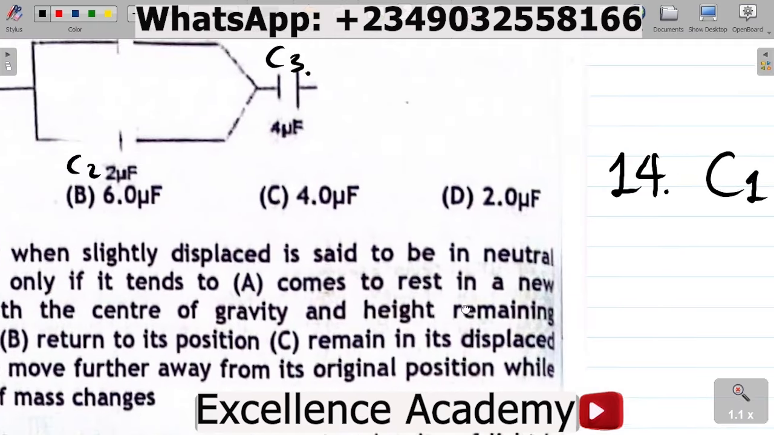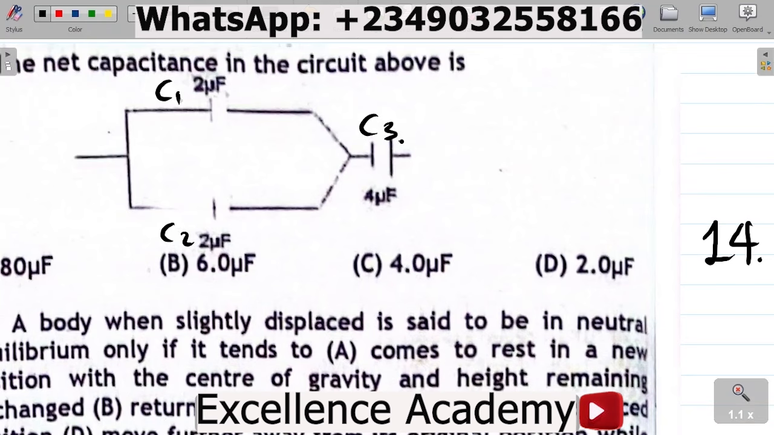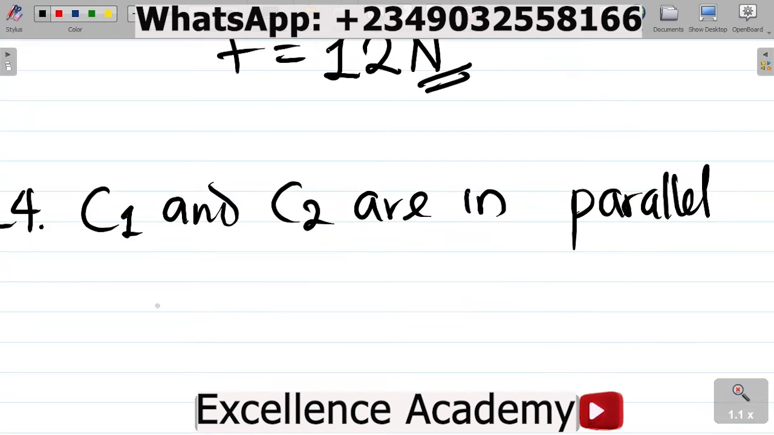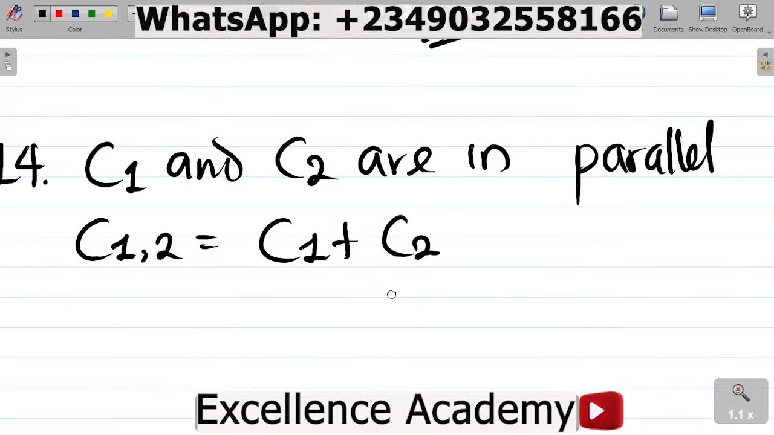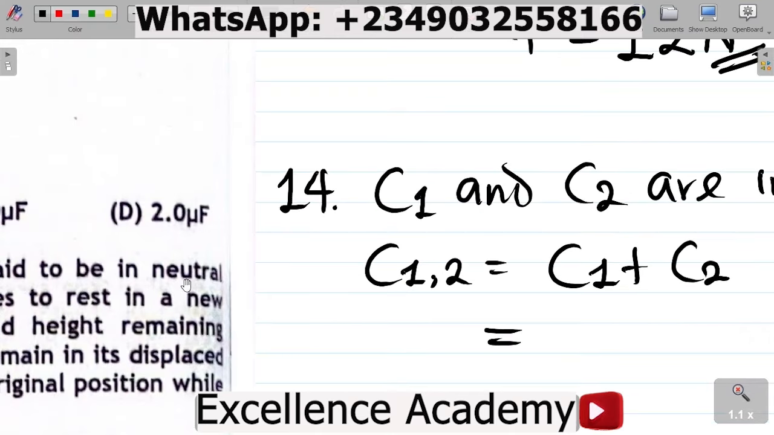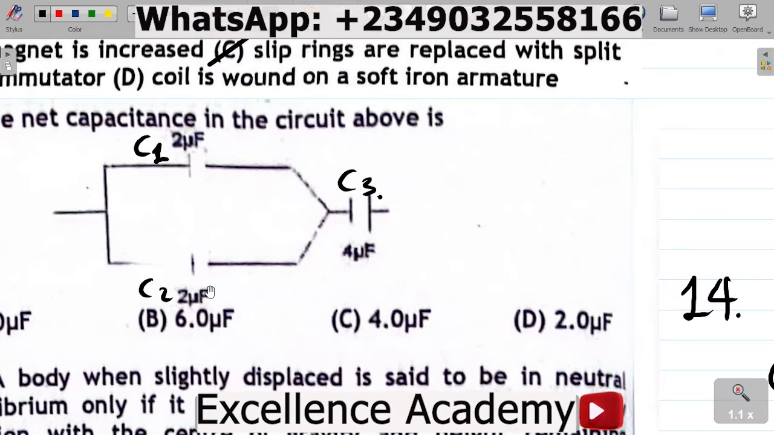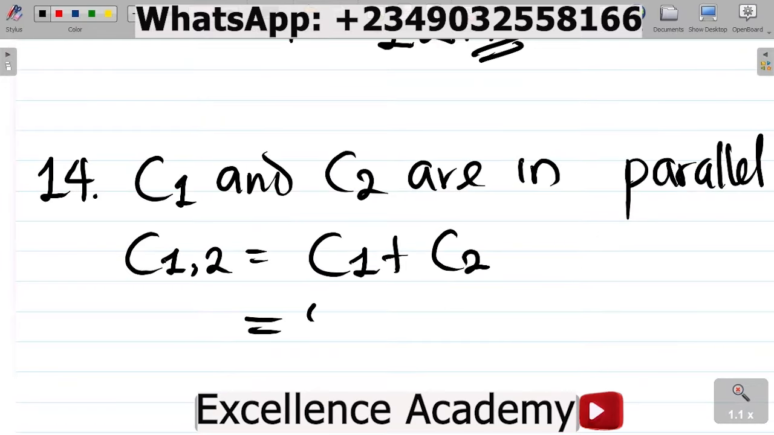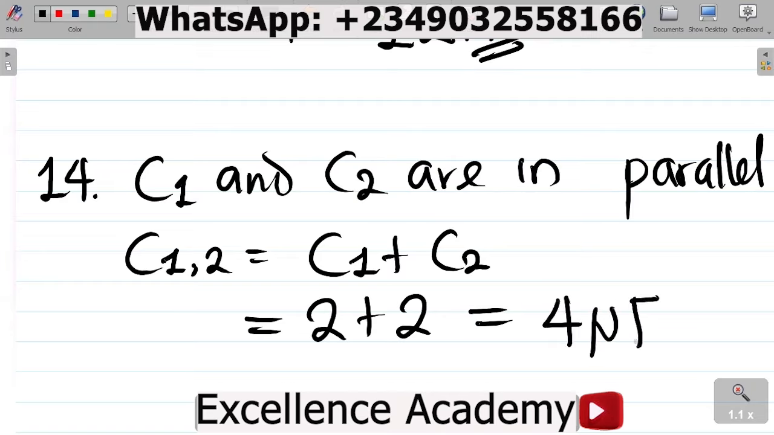All right, if they're in parallel, let's say C1, this way. If they're in parallel, the equivalent C1,2 is equal to C1 plus C2. So you want to note that capacitors in parallel are added straight up like this. The value here is 2 microfarad, 2 microfarad. That becomes 2 plus 2, same unit, that becomes 4 microfarad. So the equivalent C of 1 and 2 is 4 microfarad.